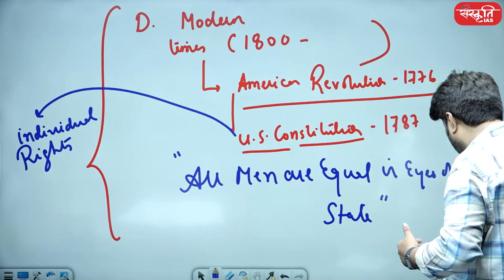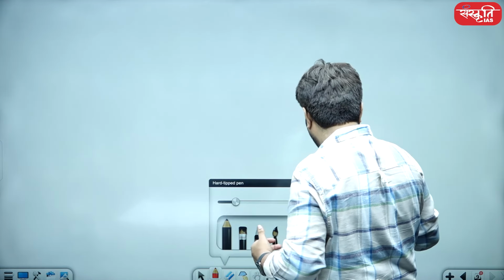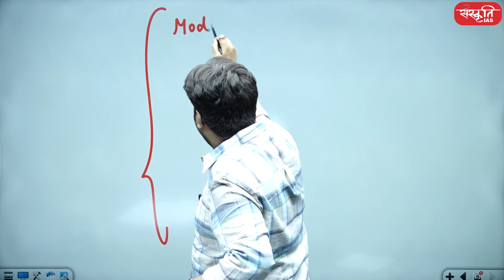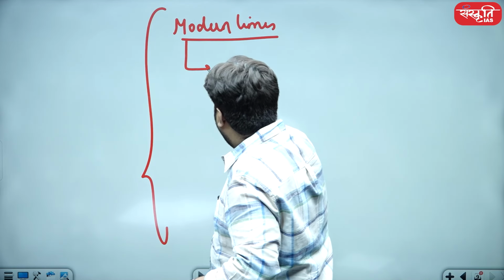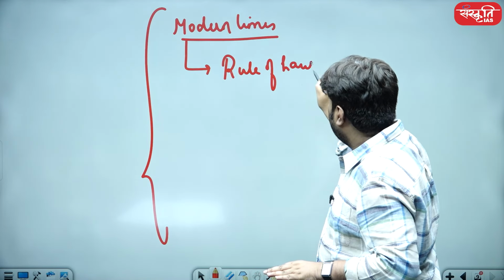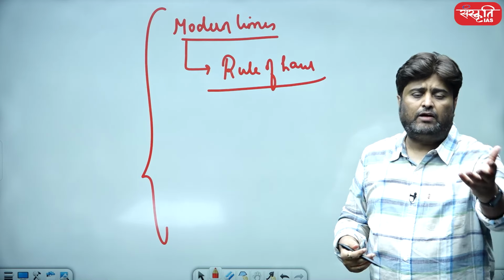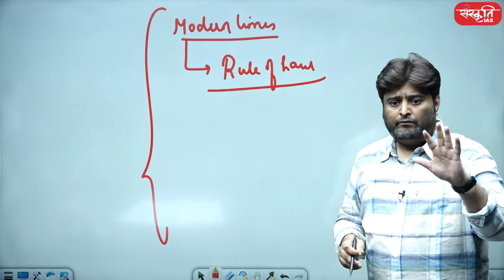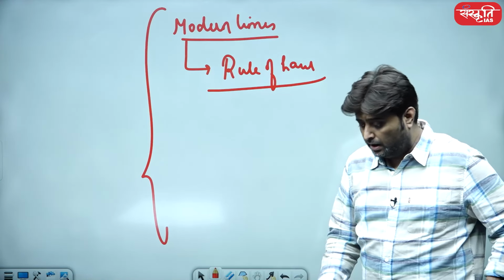Let me continue with one more important area over here. In the modern time, rule of law is now the priority. So why is constitution very important? Because in modern time, especially after the Second World War, rule of law is very, very important. Whether domestically or internationally, rule of law is considered the most important parameter.